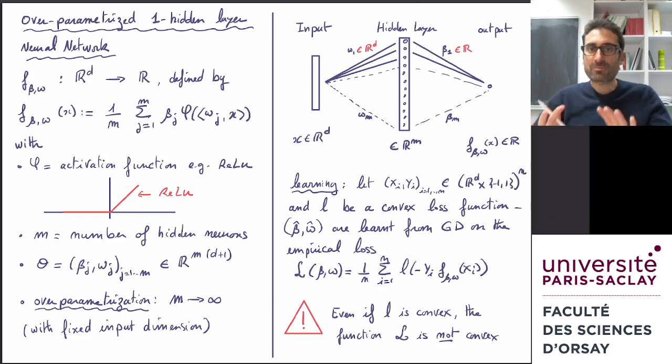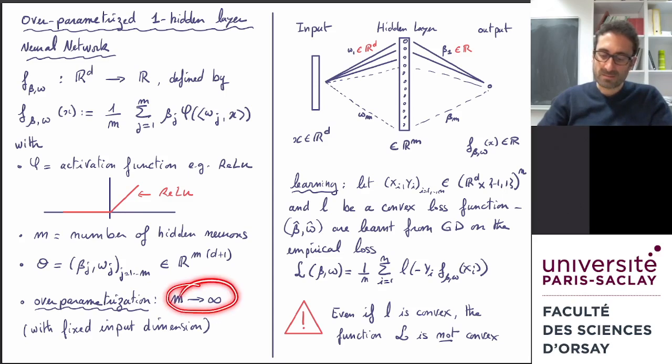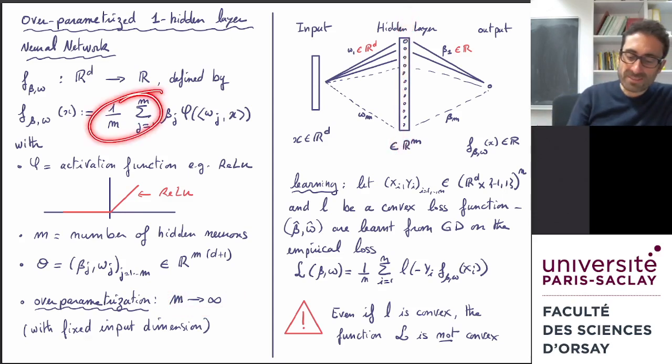I want to emphasize one point: L is convex, but because the network is not linear in its parameters, the empirical loss is not convex. In particular, since it is not convex, it's not easy to understand how gradient descent behaves on this function, which may have some strange behavior. Now we want to understand what happens when the size of the hidden layer goes to infinity, so we let m go to infinity.